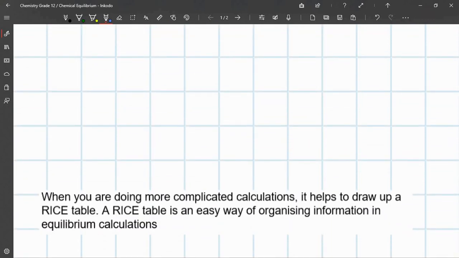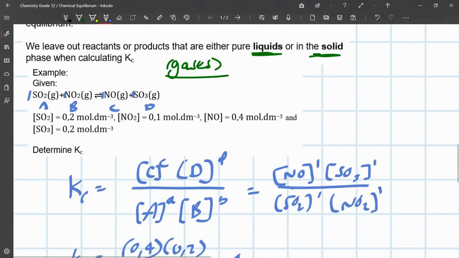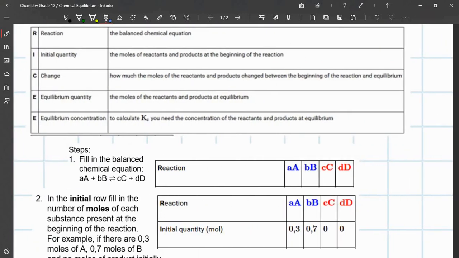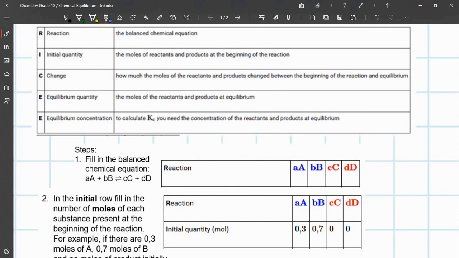And one point now, so that was a simple example. When you're doing more complicated calculations, we draw what's called a RICE table. Each letter in RICE stands for something, but it's an easy way to organize information in equilibrium calculations. So let's do it. This table here just indicates what each letter in RICE is, and afterwards I've shown the steps to calculate it, and after that we're going to do an example.